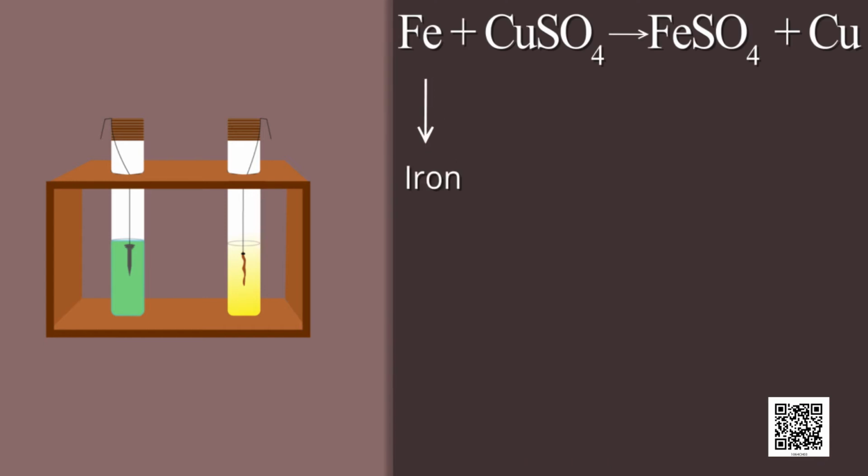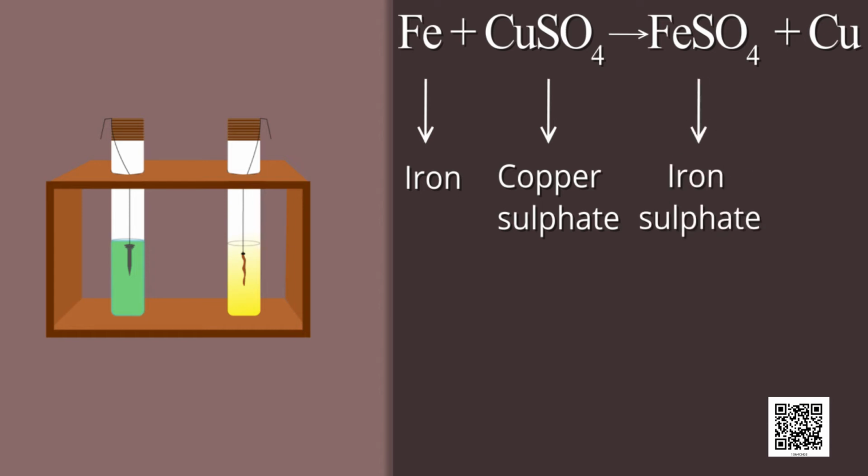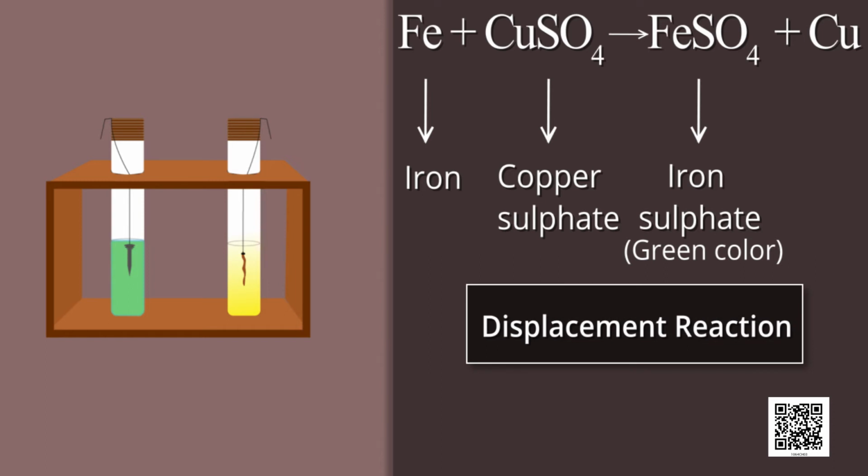Because iron reacts with copper sulfate solution and displaces copper from the copper sulfate solution and forms iron sulfate with green color. This reaction is called a displacement reaction. In this reaction, a more reactive metal displaces a less reactive metal from its salt solution.